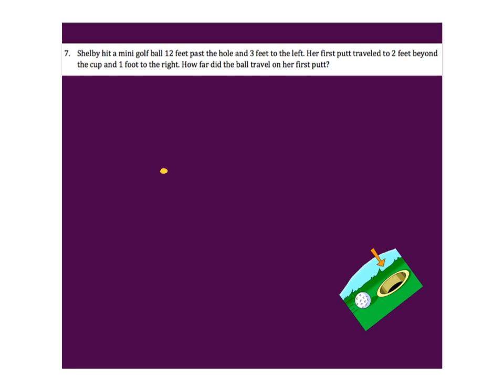So let's pretend like this is (0, 0). So if this is like my origin here, or my graph here, this ball went 12 feet past, so it went 12 feet up, and then 3 feet to the left. So the ball ended up right here. So if it went 3 to the left, it went -3, and then 12 feet up, that's the coordinate point for that.